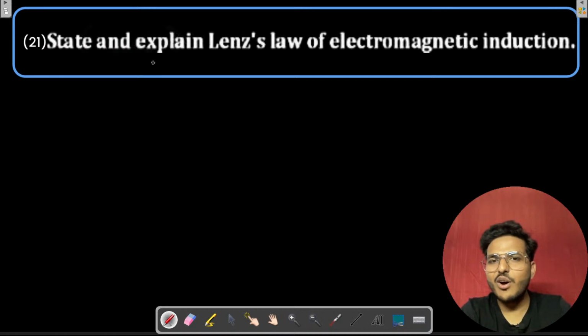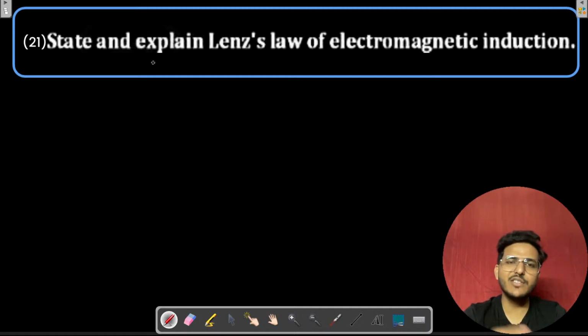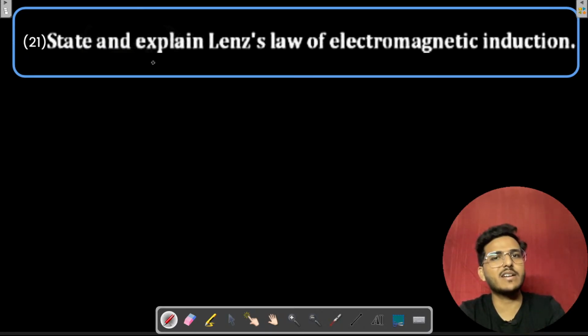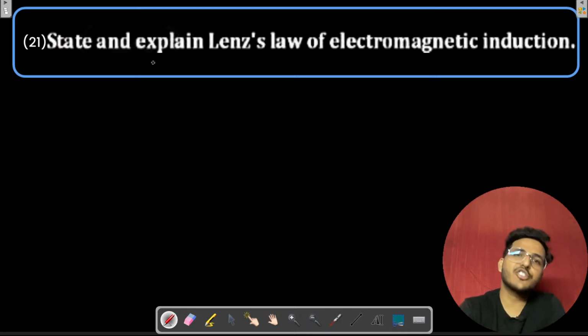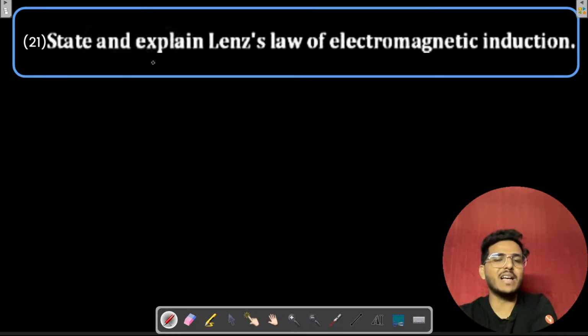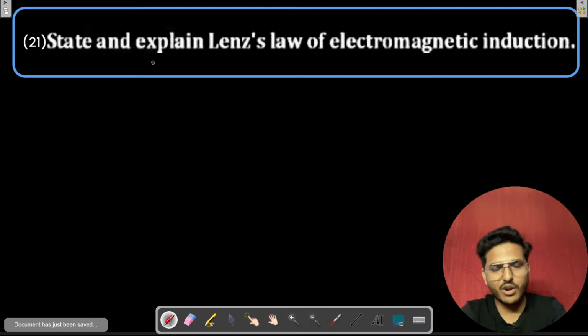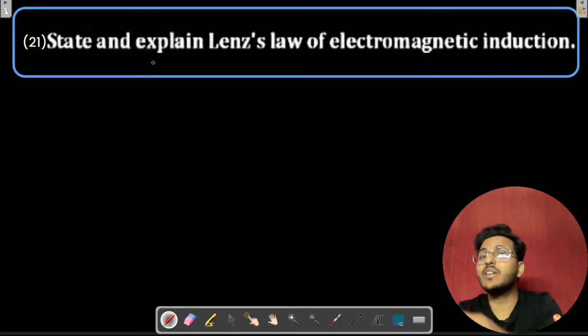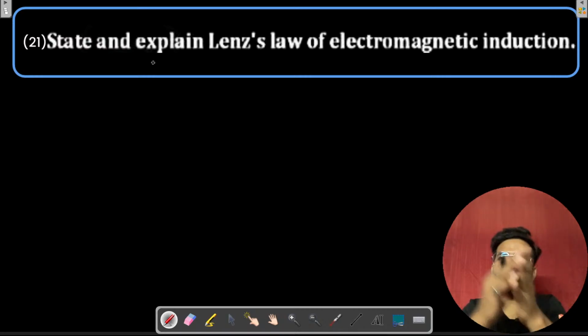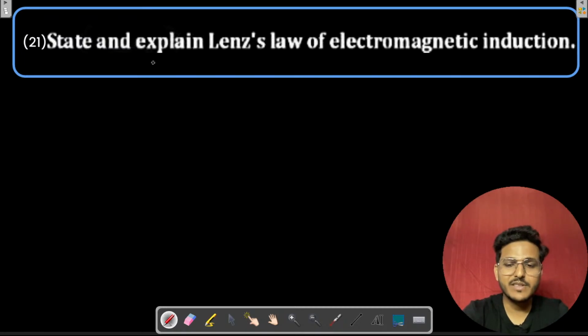State and explain Lenz's law of electromagnetic induction. Basically, as you know, in electromagnetic induction, if we change the magnetic flux across a coil, then an induced electric current is generated in the coil, and the direction of current is such that it opposes the change in flux in the coil, or you can say the change of the cause. So E equals negative d phi upon dt. As Faraday said, E equals d phi by dt, but the negative sign shows it opposes the change of cause, same like inertia, right?